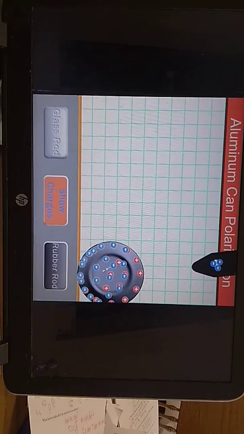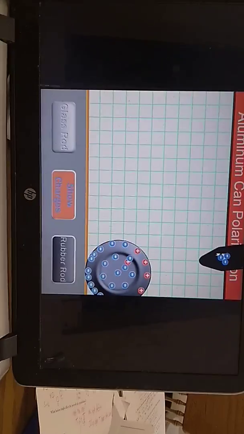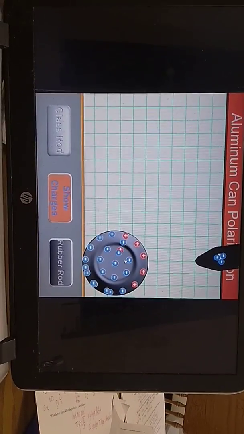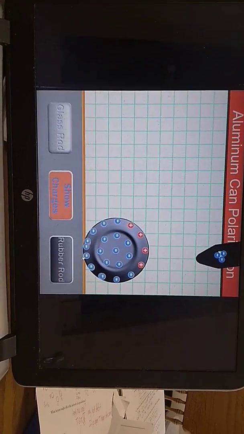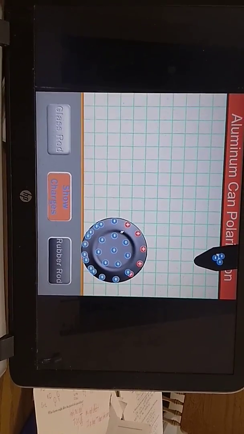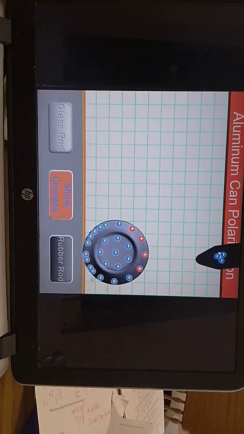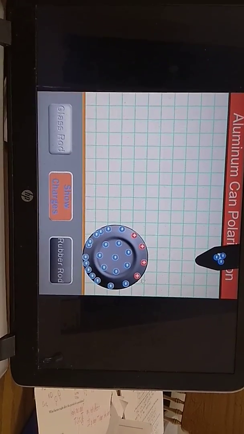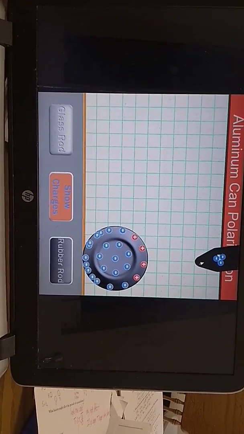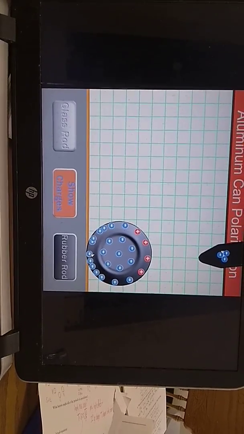Look what happens. Because there are negative charges now, the electrons, the negative charges, tend to move away. That exposes some positive charges up here. So we've got more negative charges down here, more positive charges up here. That means the positive charges are attracted to this rod. The negative charges are repelled away from it.